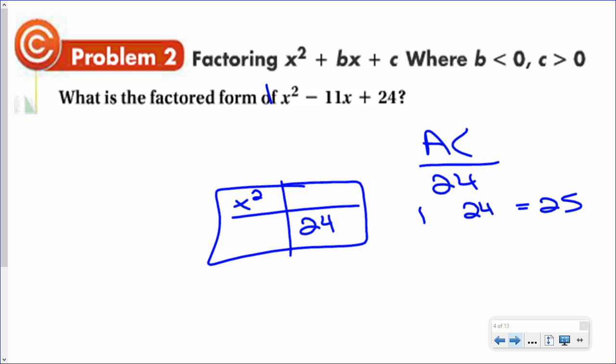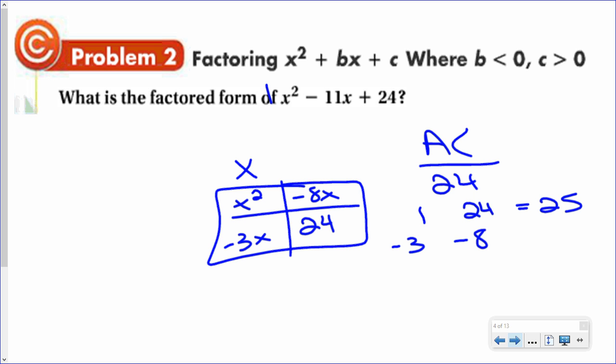To get to negative 11, you could use negative 3 and negative 8, right? And then negative 3 and negative 8 is negative 11. Negative 3x goes in this corner. Negative 8x goes in this corner. From the top down, you could factor out, between x squared and minus 3x, an x.